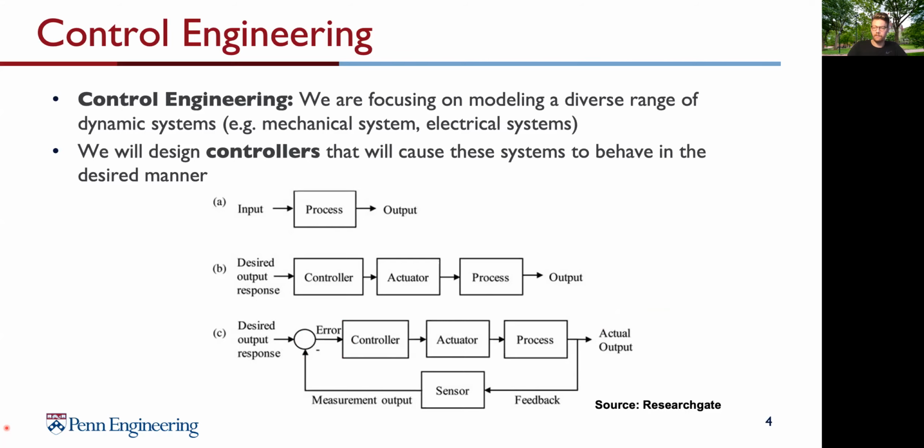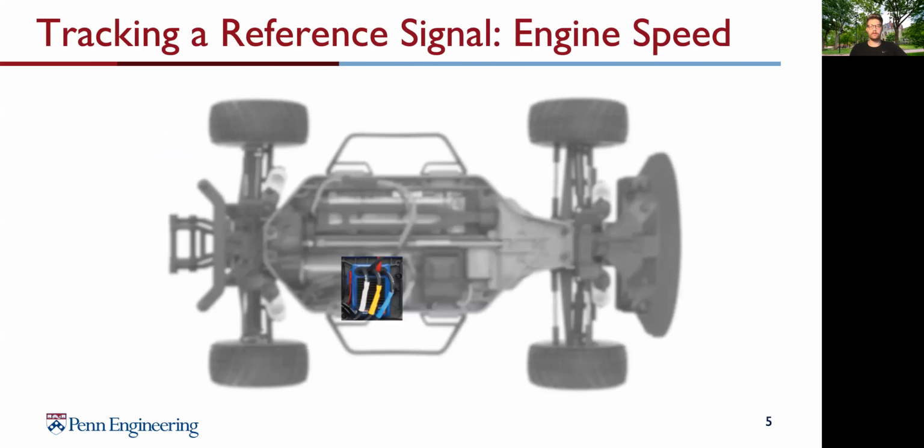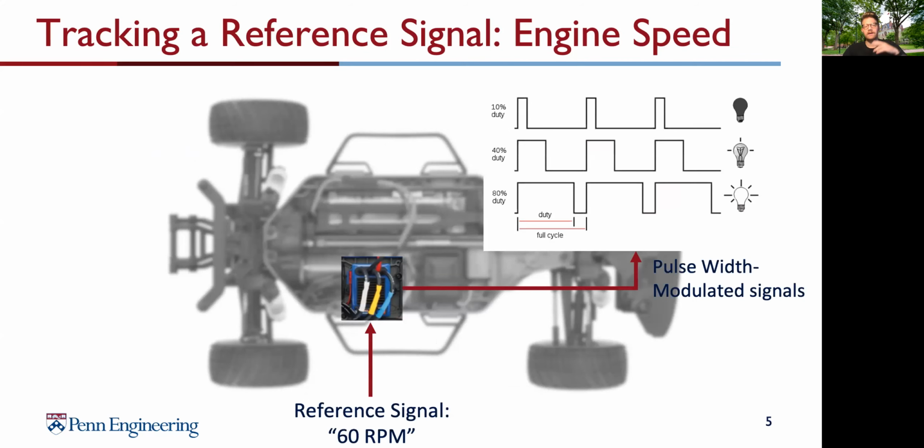So, for example, imagine we have our F1TENTH car here. What you can see here, the highlight is the motor controller of the car. And what we do, we want to track a reference signal to achieve a specific engine speed. So what we do, we hand in our reference signal, in this case it's 60 RPM, to our controller. The controller is generating a signal. In this case, it's a pulse width modulated signal. This pulse width modulated signal has always a specific duty cycle, a full cycle, what you can see here.